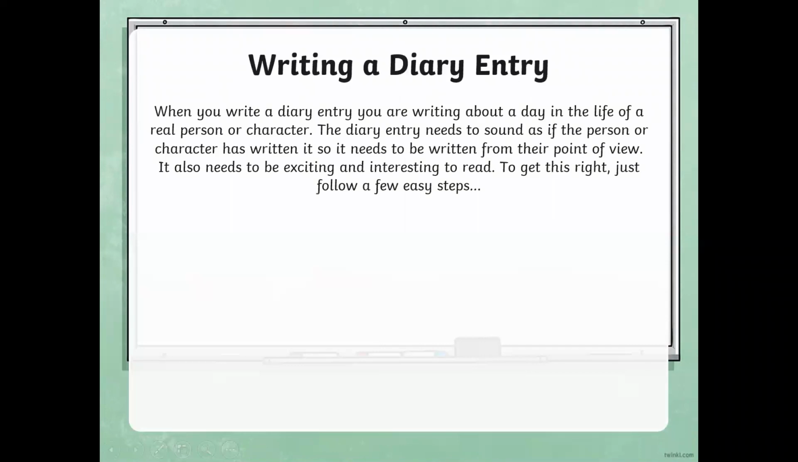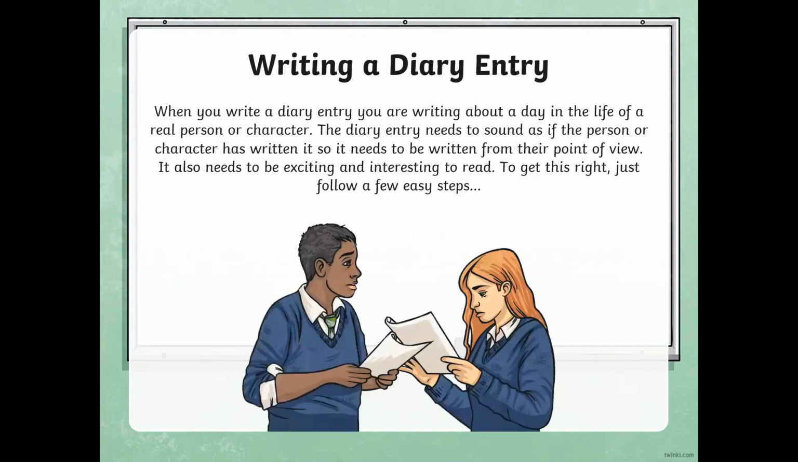Now, first of all, when you write a diary entry, you're writing about the day in the life of a real person or character. Often people are writing about themselves and things that have happened to themselves, but you can also write a diary pretending to be somebody else as if it was their diary. The diary entry needs to sound as if the person or character has written it, so it needs to be written from their point of view. It also needs to be exciting and interesting to read. To get this right, we're going to follow these few easy steps.